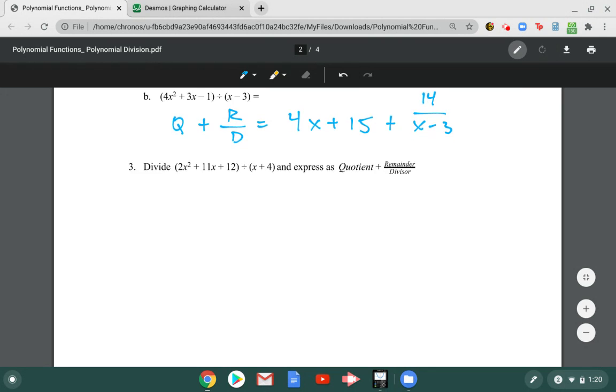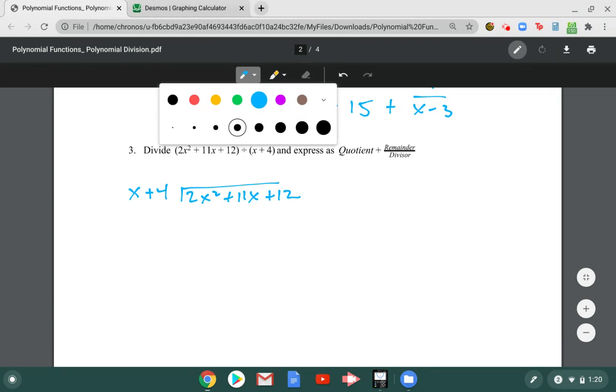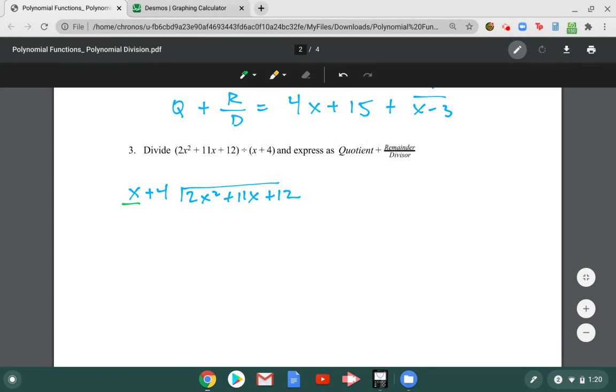Okay, here comes another one. Again, no missing terms, which is really nice. I put my divisor of x plus 4 out in front. And then I've got 2x squared plus 11x plus 12. I start by comparing first terms to first terms. I compare my x to my 2x squared. The coefficients don't match. I need to multiply by a 2 to get to that 2x squared. I also need to multiply by another x.